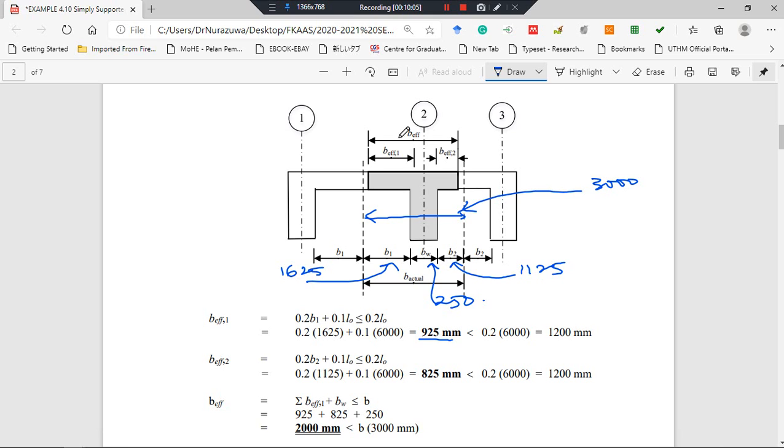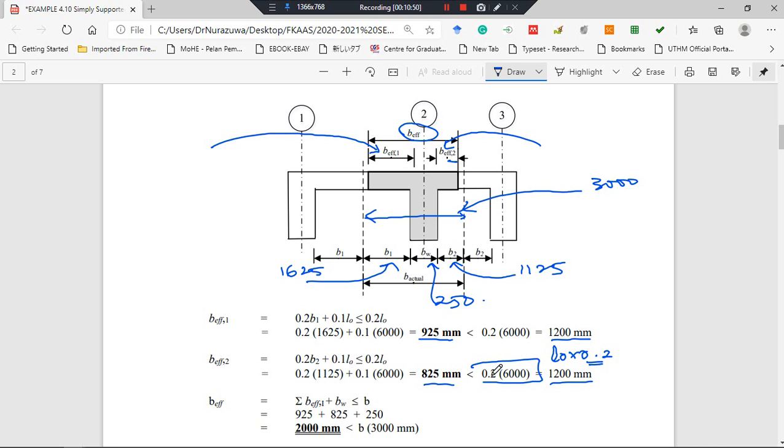So the next step is to find this B effective. First, we determine the B effective number 1 and then B effective number 2. B effective number 1 is using the equation, and we get 925 millimeter, which is less than 0.2 LO, which is 1.2 meter. B effective at 2 here, we get 825 millimeter, which is less than 1.2 meter. So this one is L multiplied with 0.2.